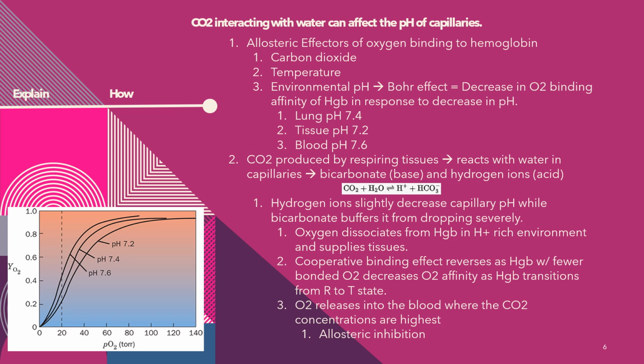And so O2 is deposited into the blood or areas of the body where CO2 concentrations are the highest. So, in a sense, it supplies oxygen to the parts of the body that need it the most, where the CO2 concentrations are the highest, where the acidity is the highest.